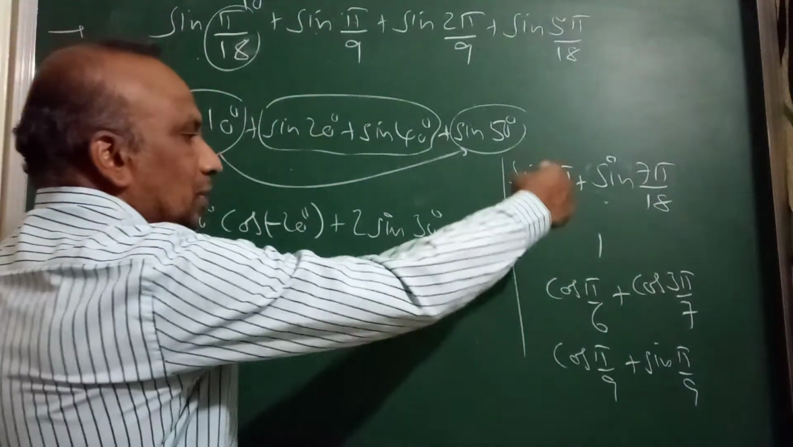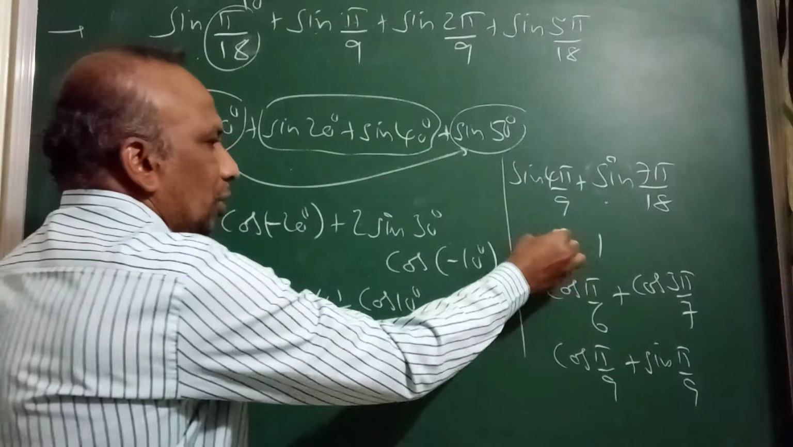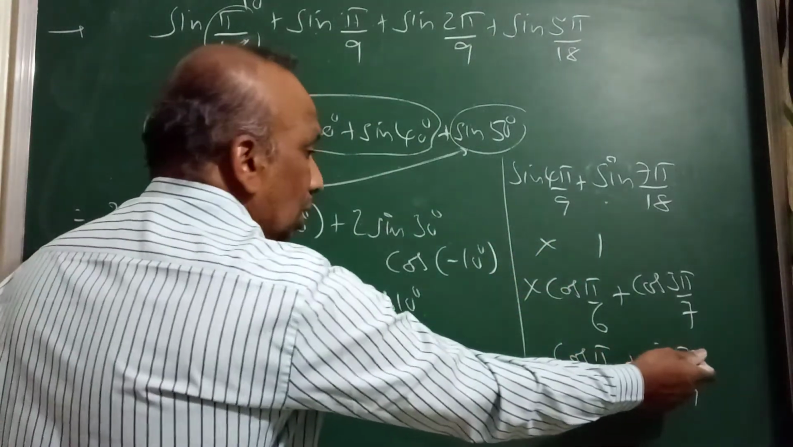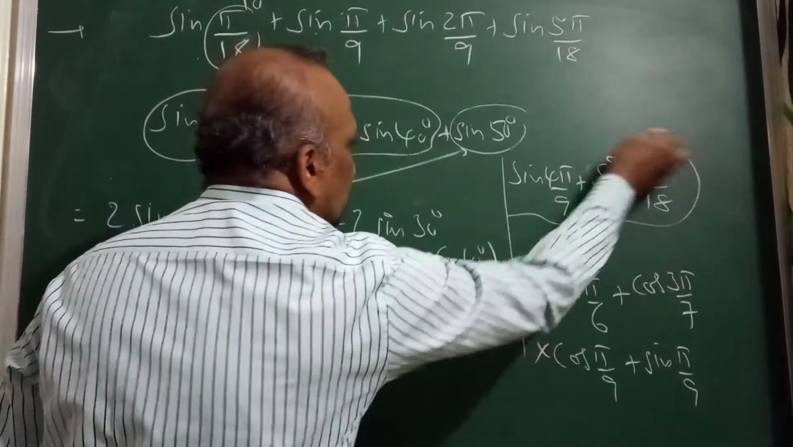All the answers are in terms of sin, here cos. So this is not your answer. 1 is not your answer. And cos pi by 9 plus the given sin 20, this is not your answer. So your answer is the first option.